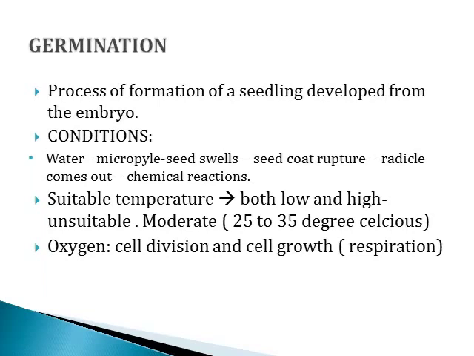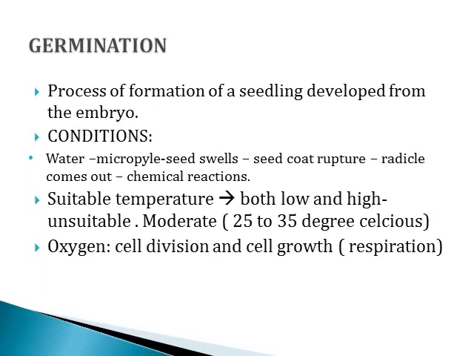So what are the conditions required for germination? There are three main conditions: one is water, the next is suitable temperature, and the next is oxygen. First, water. We know the seed and the plant get water from the environmental surroundings, from soil and from natural conditions. The microbial present in the seed helps the embryo to absorb the water. Once the water is absorbed, the seed swells and the seed coat ruptures, allowing the elongating radicle to come out and develop into the root system.